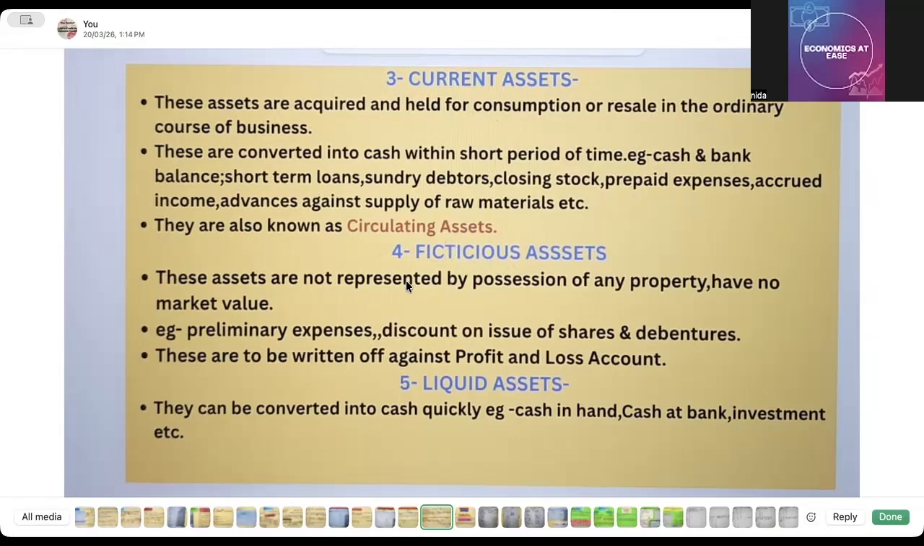Then fictitious assets, these assets are not represented by possession of any property, have no market value. तो आपको simple given होगा trial balance में, preliminary expenses, discount on issue of shares and debentures. So these are under the heading of fictitious assets. इतना आपके लिए काफी है. These are to be written off against profit and loss account. Then here liquid assets. They can be converted into cash quickly. Example, cash in hand, cash at bank, investment, etc.